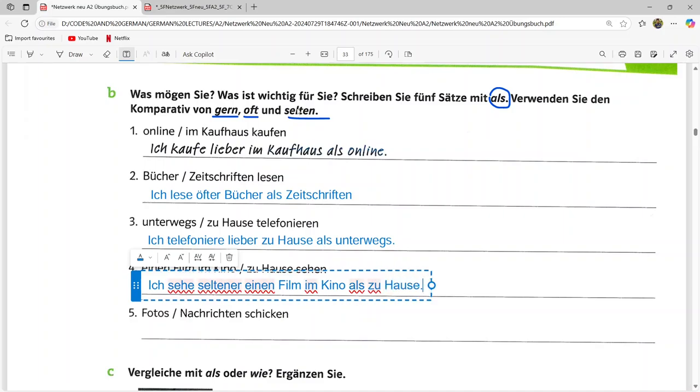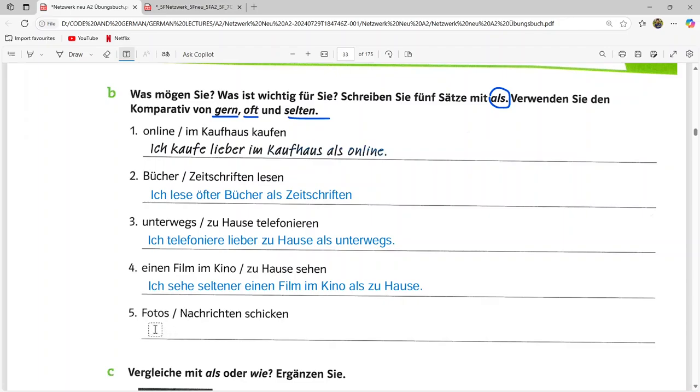So I watch a film very rarely in a cinema than in the house. Okay, I rarely see a film in a cinema than in the house. Next one, the verb is schicken, to send. What to send? Photos or Nachrichten. Which one do you prefer, or which one do you send?